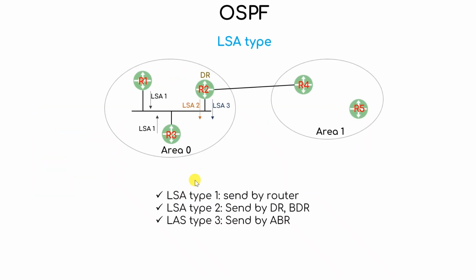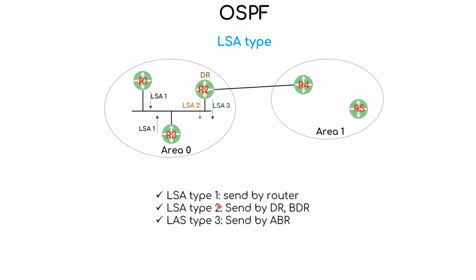Okay, we have LSA types. At the CCNA level, we can explore the 3 main LSA types: type 1, type 2, and type 3. LSA type 1 is called the router LSA, which describes one router and is created by that router. It defines the router ID, interface status, IP address, or subnet mask of the interface.